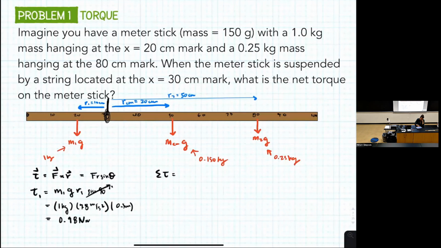Positive. Okay, so think about this. Here's our pivot point. If we have a force pointing this way, is this going to rotate clockwise or counterclockwise? Counterclockwise, right? It's going to cause the meter stick to rotate this way. So because it's going to rotate this way, that means that counterclockwise is a positive torque, so this is going to be positive. Torque 2.